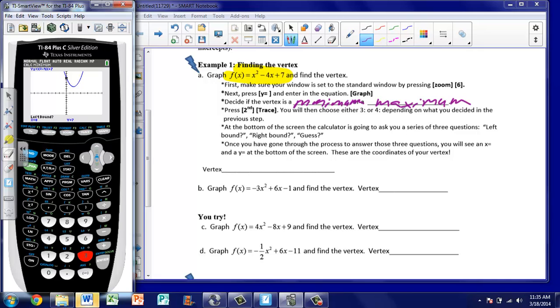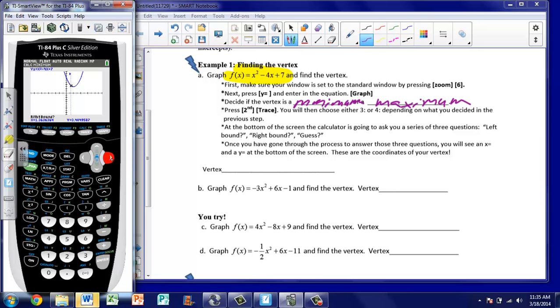Here's my suggestion. I would use your arrow and move the cursor until it's flashing right on the vertex, or what looks like the vertex. So that's my target. Now I'm going to go and answer the questions. Left bound. I need to be on the left side of the vertex. So what I usually do is once I get to this target, now I press my left arrow a couple times, 2 or 3 times, and then hit enter.